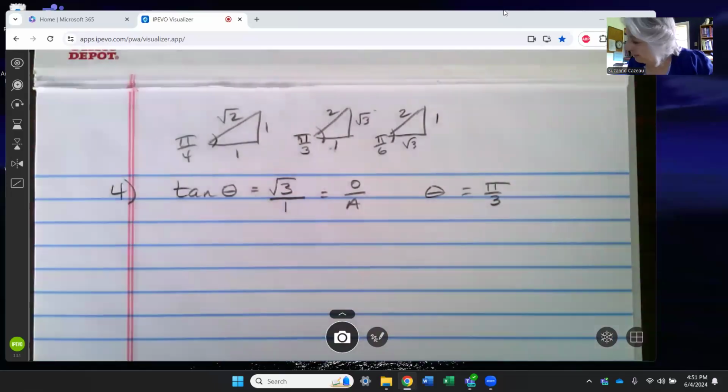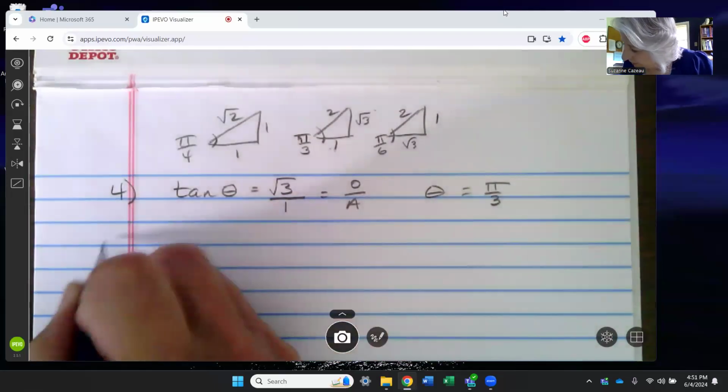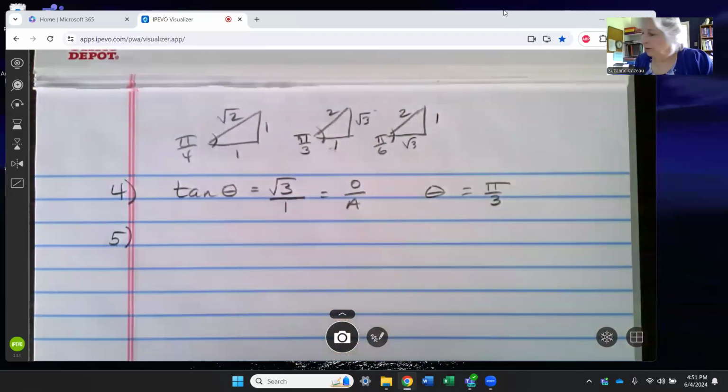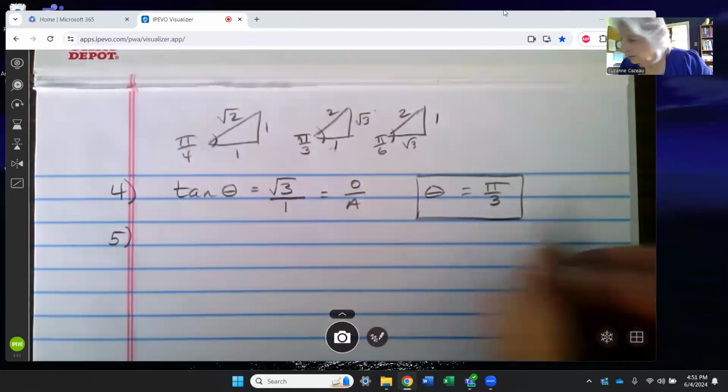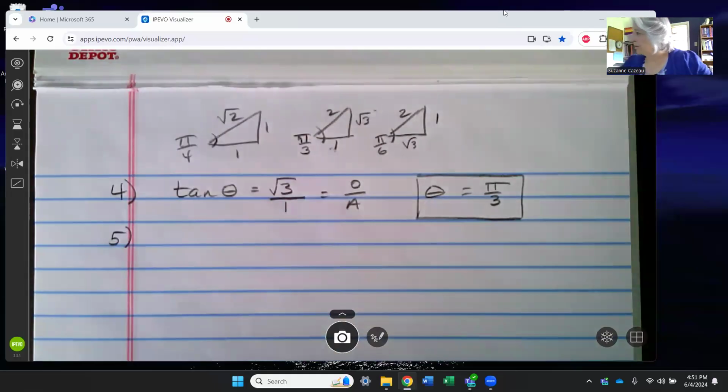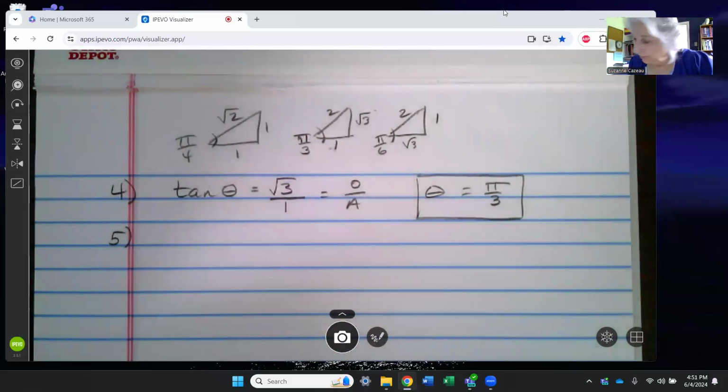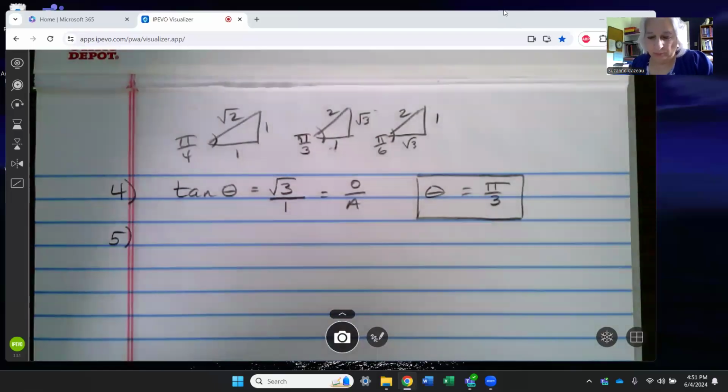Okay, number 5. Should I box my answers? Does that help? Well, some of these are multi-part. So number 5 says use identities. Oh, I know everybody loves this one.